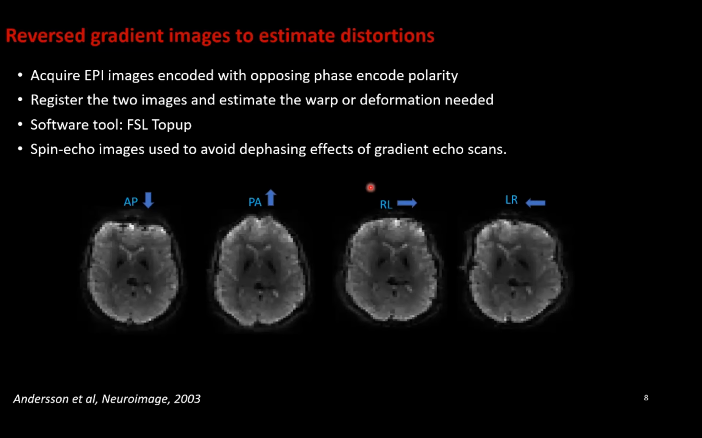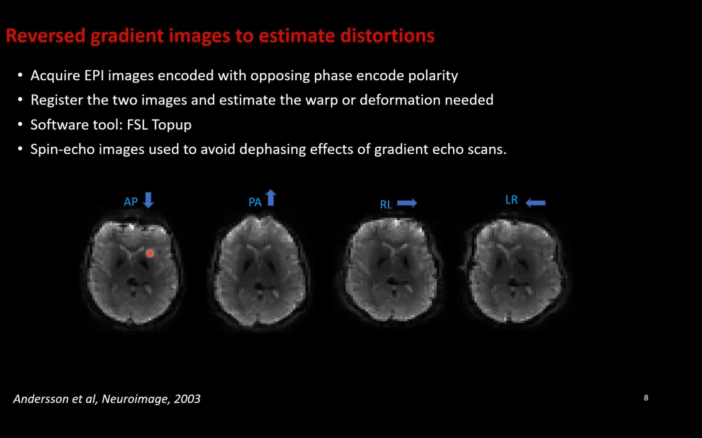And so it's a smart way of controlling the direction of distortion. So we won't acquire 4, generally we will acquire 2. Say we acquire this AP and PA, they have 2 different distortions. And then there are methods such as the FSL top-up software package. What it will do is it will register these 2 images. And the warp or deformation that is estimated to perform this registration is your field map, your distortion map. Okay, I hope that's clear. So the registration between these two differently distorted EPIs will give you an estimation of your field.